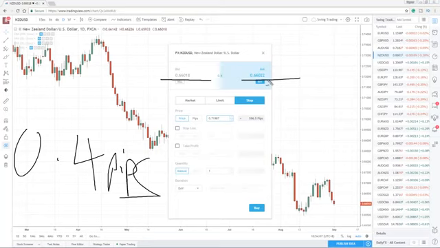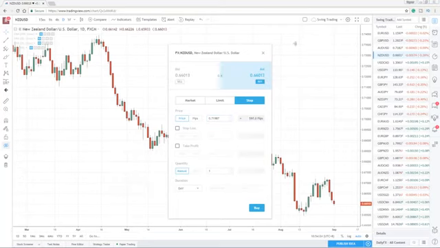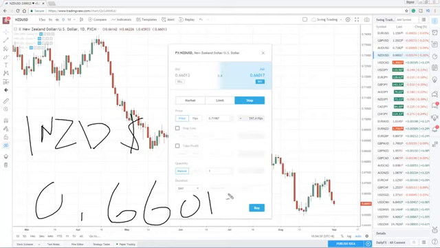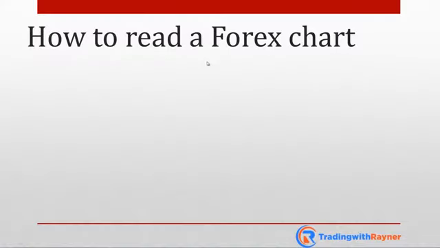So in other words, let me just break down what it all means. Let's say you want to long New Zealand dollar right now. So you're long, this is the price that you have to pay. So what this means is that to buy 1 New Zealand dollar, you have to pay 0.66017 US dollar. That is the cost to buy 1 New Zealand dollar right now. Okay, so that's pretty much how it works. So moving on, that's how you read a forex chart.